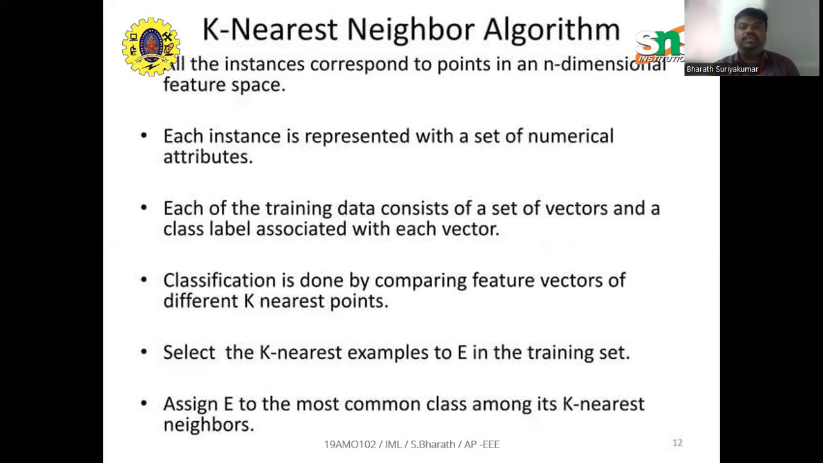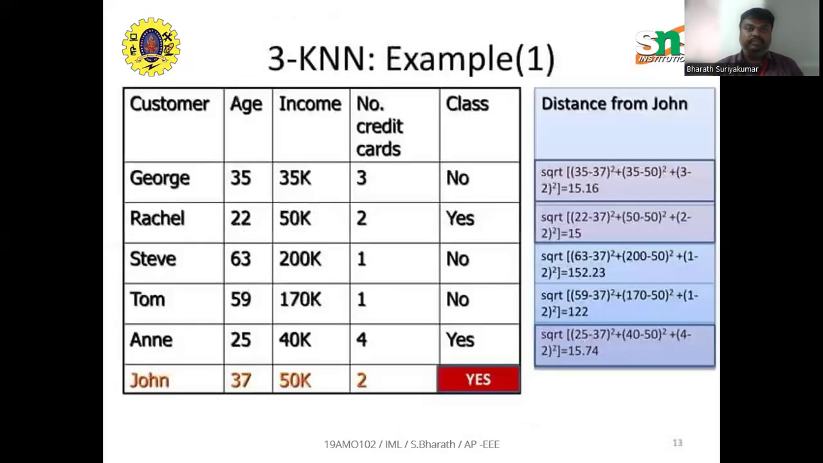In the K nearest neighbor algorithm, all the instances correspond to points in an n-dimensional feature space. Each instance is represented by a set of numerical attributes. Each training data consists of a set of vectors and a class label associated with each. Classification is done by comparing the feature vectors of the k nearest points. Select the k nearest examples to E in the training set, and assign E to the most common class among the k nearest neighbors.